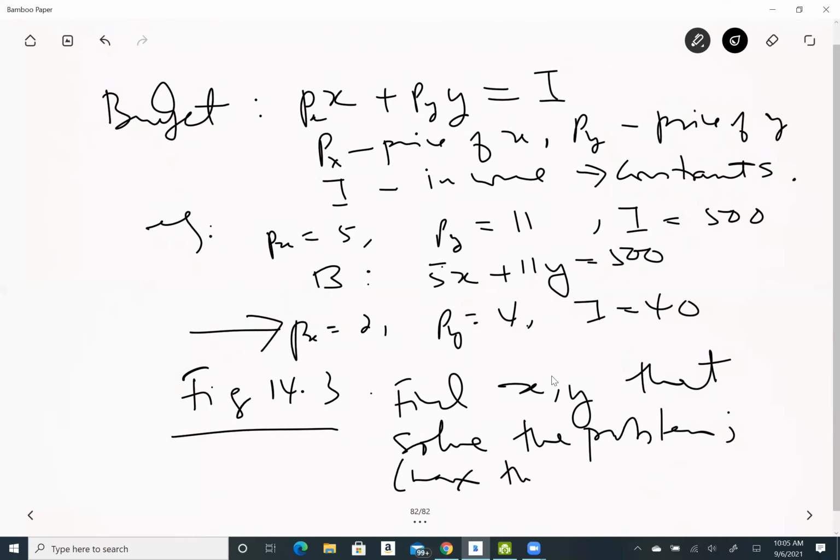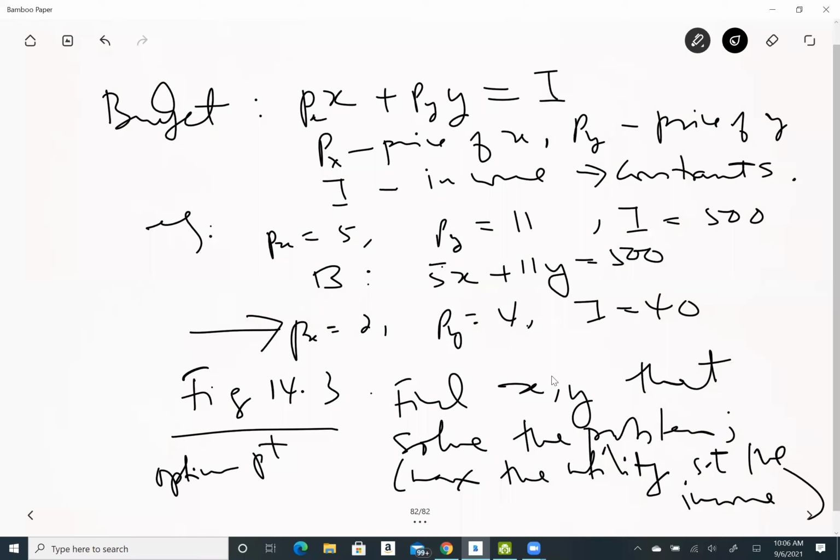Okay, maximize the utility subject to the constraint. Okay, subject to the income constraint, which is given there. So that is what you want to find. You want to find, in other words, the optimum point. So in terms of the picture, that is given in figure 14.3. So you can look there.